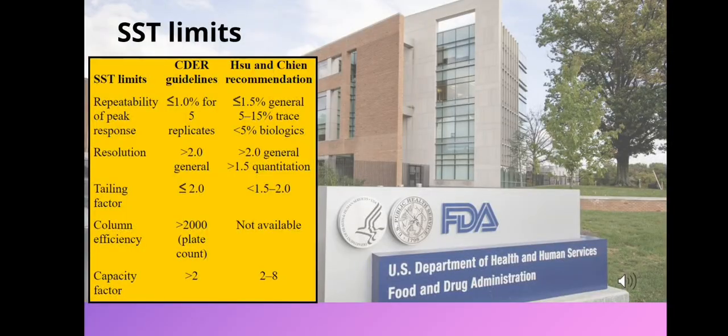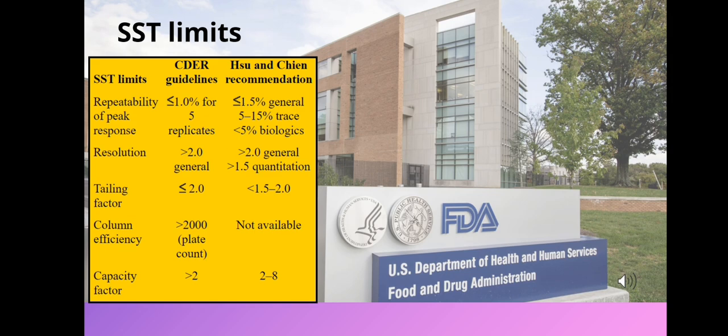We will see the system suitability testing limits. According to CDER guidelines, the repeatability of the peak response should be less than or equal to 1% for 5 replicates. Resolution should be greater than 2 in general. Tailing factor should be less than or equal to 2. Column efficiency greater than 2000, that is plate count. Capacity factor greater than 2.